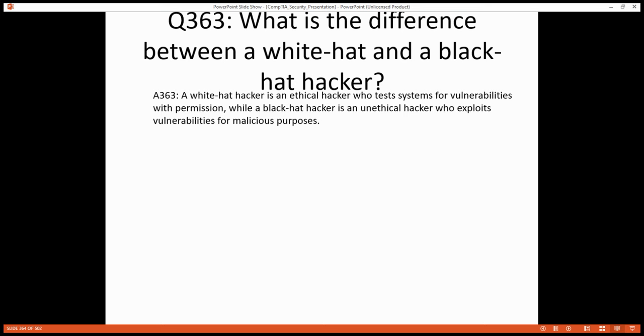Q363. What is the difference between a white hat and a black hat hacker? A363. A white hat hacker is an ethical hacker who tests systems for vulnerabilities with permission, while a black hat hacker is an unethical hacker who exploits vulnerabilities for malicious purposes.